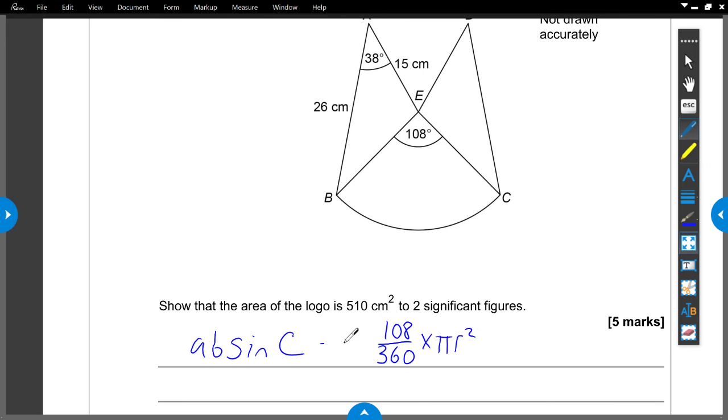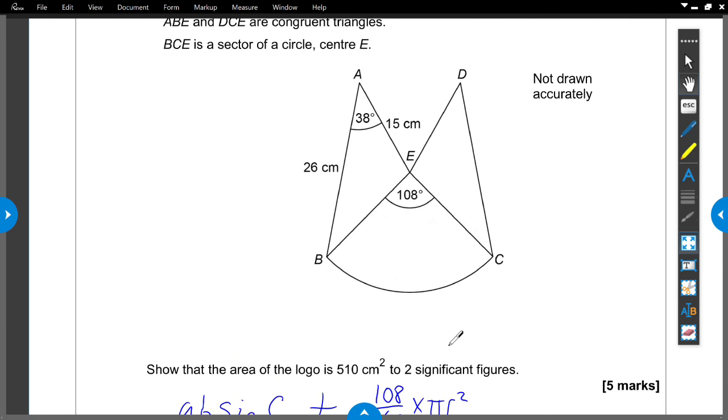So if we add both of these together, we're going to get the area of the logo. We have A. A is equal to 15. B, that's 26. And then sine of the angle in between, that's sine C. And then we're adding 108 over 360 times by pi times radius, which we don't have. That's something we need to calculate here. So let's go up here and see how we can calculate the radius.